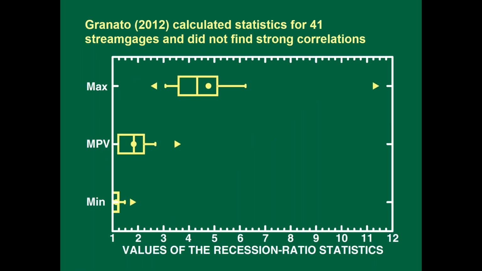In 2012, we calculated these for 41 stream gauges across the country. This is a box plot showing the values for the maximum, most probable value, and minimum. We can see that there's a good amount of variability, but we didn't find geographic variability, and we didn't find any good basin characteristics that would explain the recession ratios that we got.